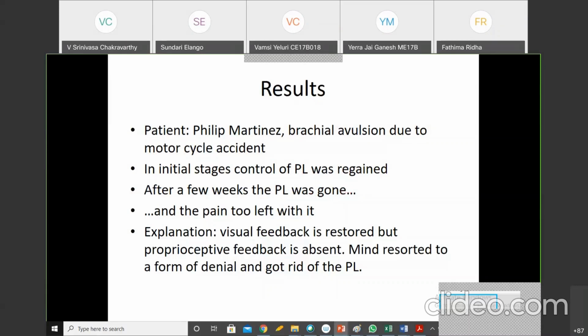So the phantom limb doesn't have any purpose because you cannot do anything with it really. The only problem, if at all, is the pain, right? And in this patient's case, the pain was simply eliminated by use of this very simple mirror box setup.